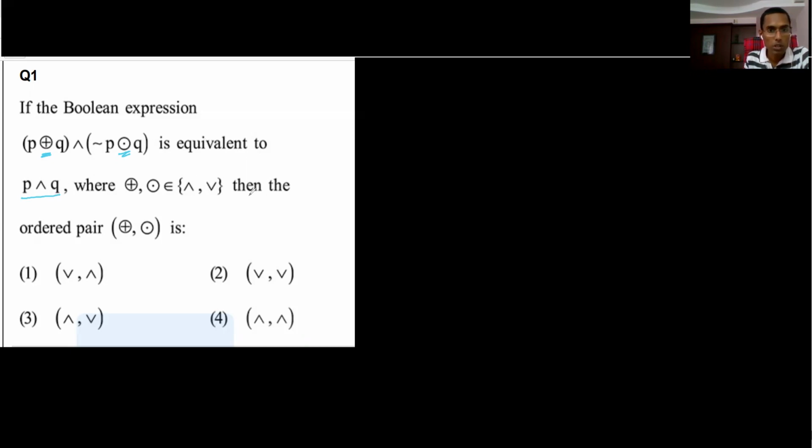These two belong to the operations and, or, then the ordered pair, that means in the place of this, this, and in the place of this, this. So what we need to check is to put this here and check. If you check the first answer, this is P, this is R Q, and this becomes negation P, and this is and Q. So now this should give us P and Q. Then it is true.